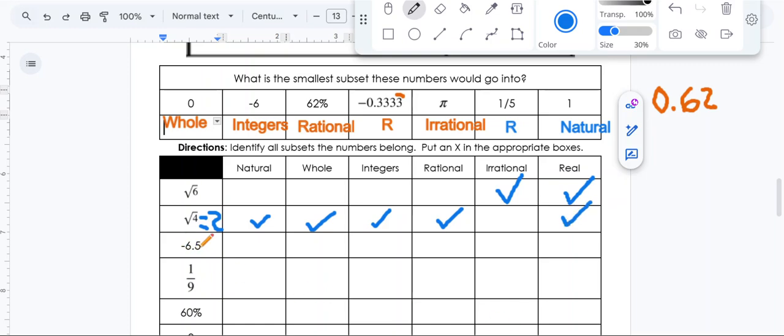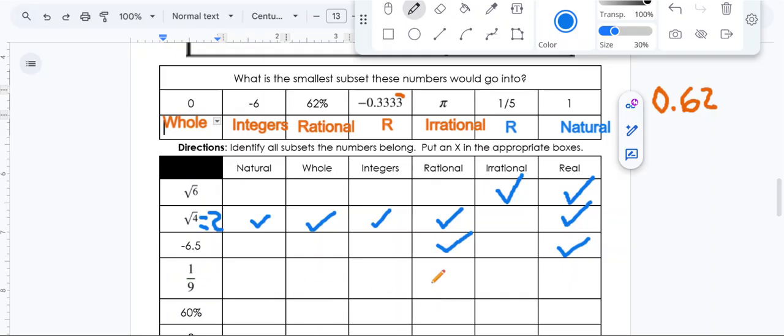-6.5. Okay, this is a tricky one that happens all the time. People see this -6.5, and as soon as they see that negative, they want to think integer. Well, integers are negative whole numbers, but they're whole numbers. This is not a whole number. It's got a 0.5, right? But it's a decimal that ends, so that means I can write it as a fraction, which means that it's rational, and rational numbers are real.